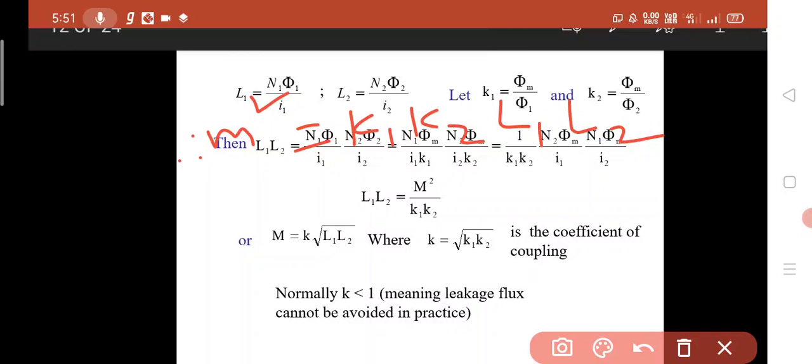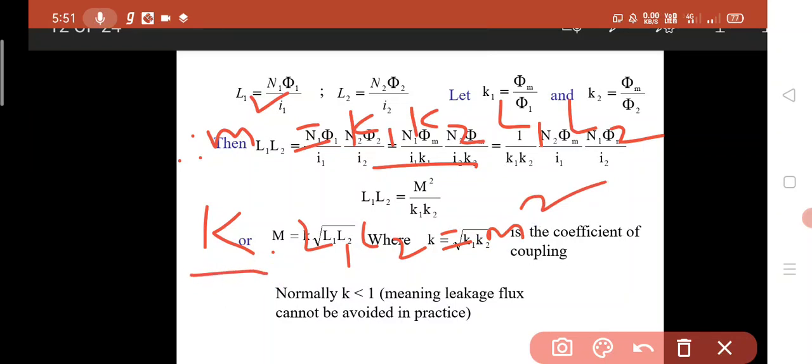Here K1 K2 is equal to K square, so K square into L1 L2 is equal to M square. Here K is the coefficient of coupling. The coefficient of coupling K is equal to M by the square root of L1 L2.